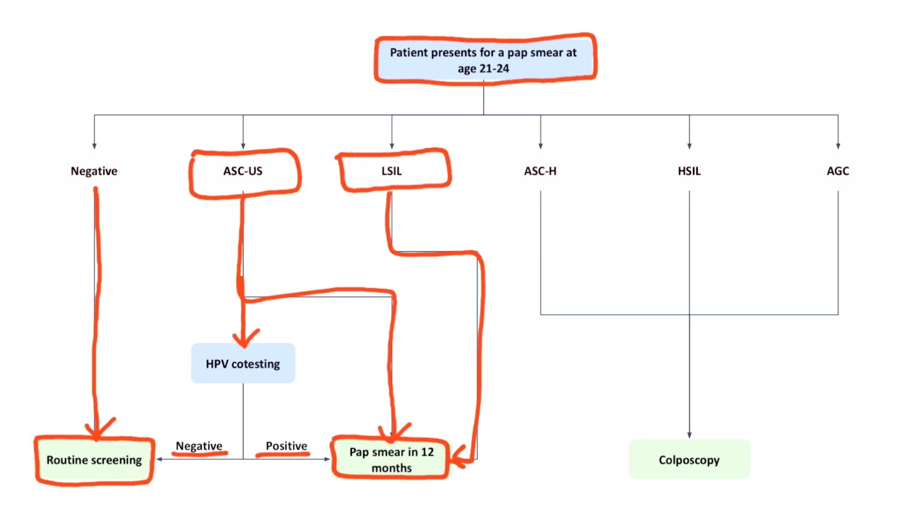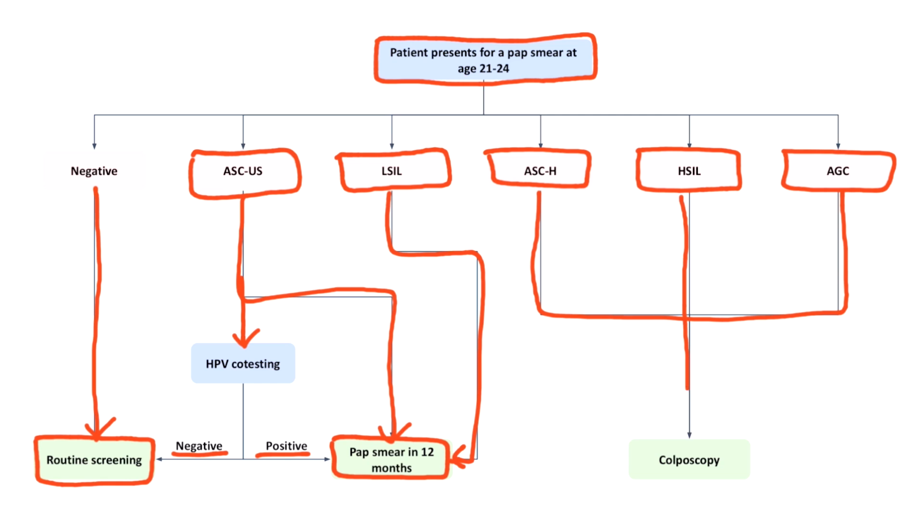And if the pap smear report shows ASCH, HSIL, or AGC, the clinician should proceed straight to colposcopy. Notably, young patients are quite unlikely to have an undiagnosed squamous cell carcinoma, which is why it is left off this algorithm.